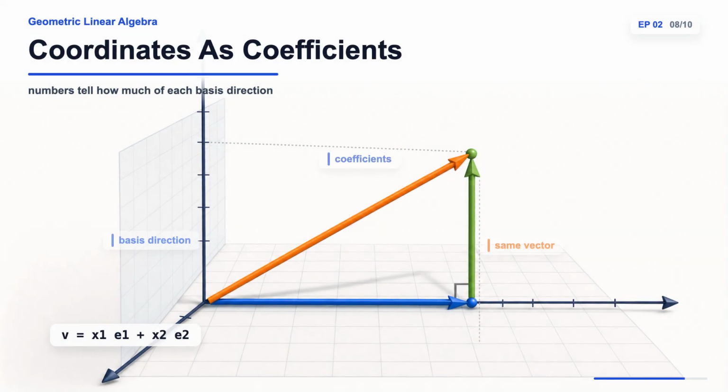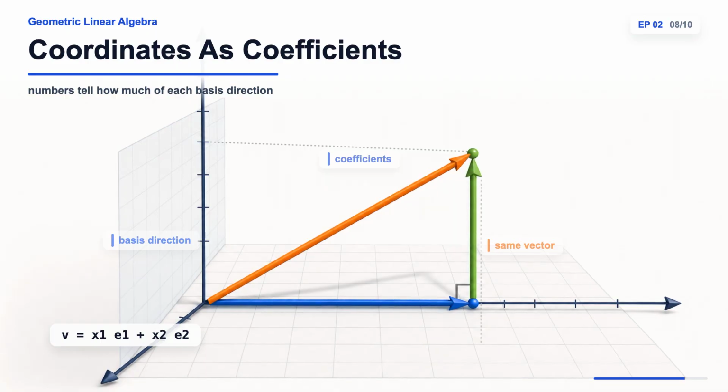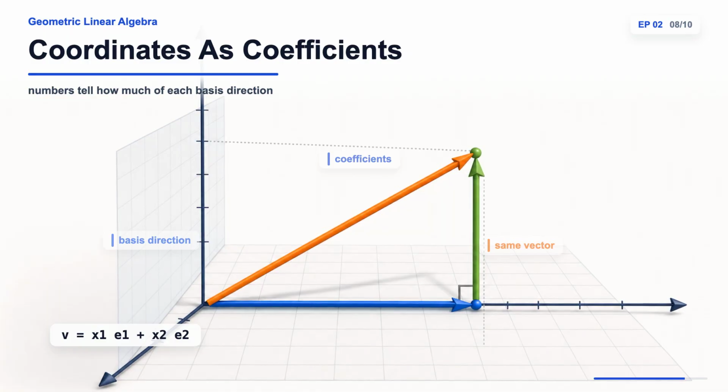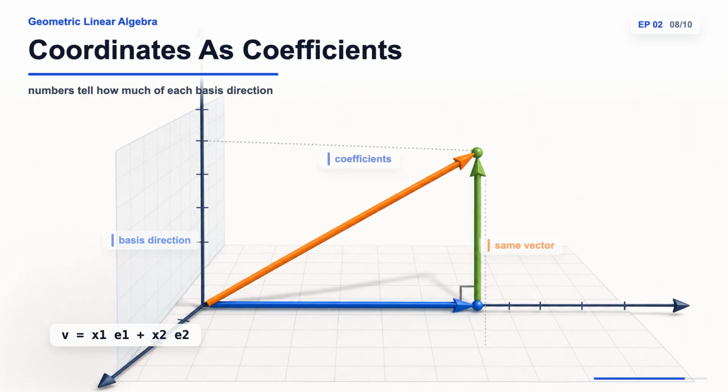Coordinates are not the vector. They are the coefficients used to build the vector from a chosen basis. In the standard basis, the vector v might equal x1 times e1 plus x2 times e2. That means walk x1 units along the first basis direction, then x2 units along the second basis direction. The coordinate pair is a compact record of that decomposition. This is why the question, what are the coordinates of v, is incomplete unless we know the basis. Coordinates always mean coordinates relative to some measuring system.